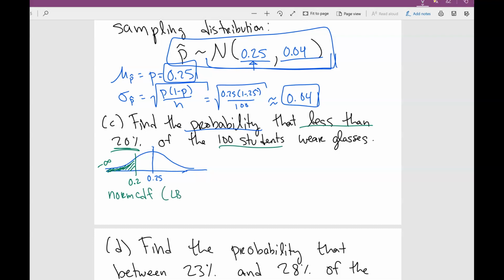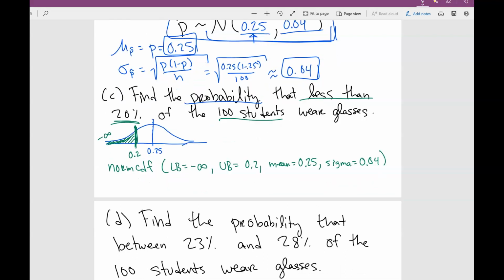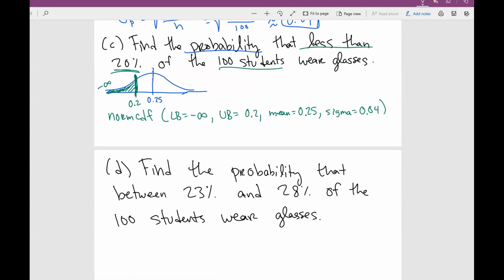My lower bound is going to be equal to negative infinity. My upper bound is going to be equal to 0.2 because that's where this guy ends. My mean is equal to 0.25. And my sigma, my standard deviation, is going to be equal to 0.04. So this is just things that we did in the previous section. So put that into your calculator. I'll give you a little bit of time. I've done this already, so the answer here is going to be 0.1056. So that is the probability that less than 20% of the 100 students wear glasses.